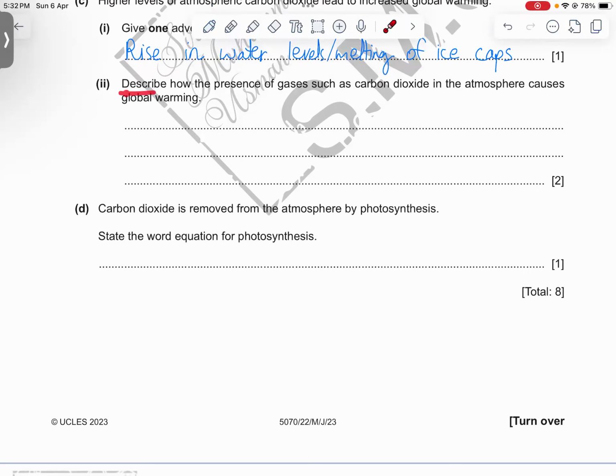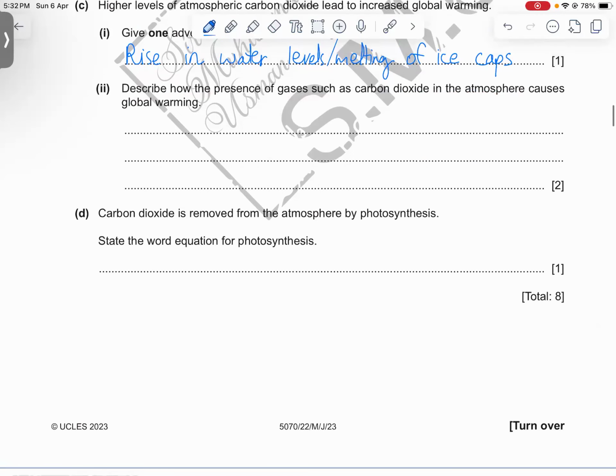But anyways, describe how the presence of gases such as carbon dioxide in the atmosphere causes global warming. This is a 2 mark question. It's from environmental chemistry. You need to understand why carbon dioxide causes global warming. So first of all, you have to give the introduction that carbon dioxide is a greenhouse gas.